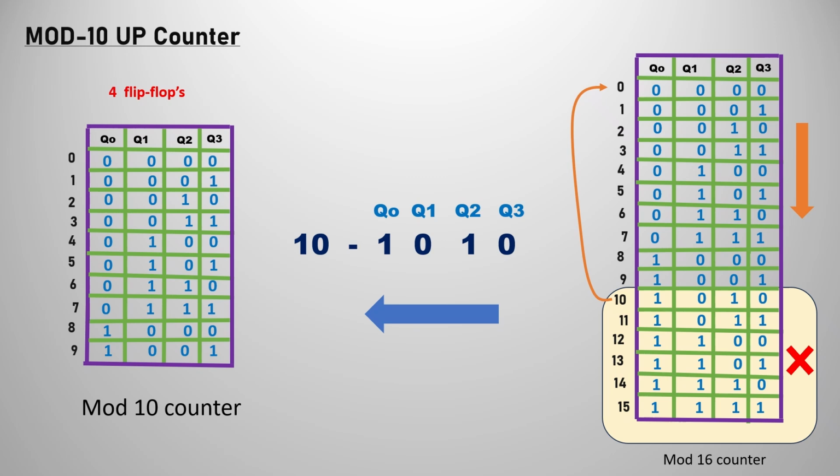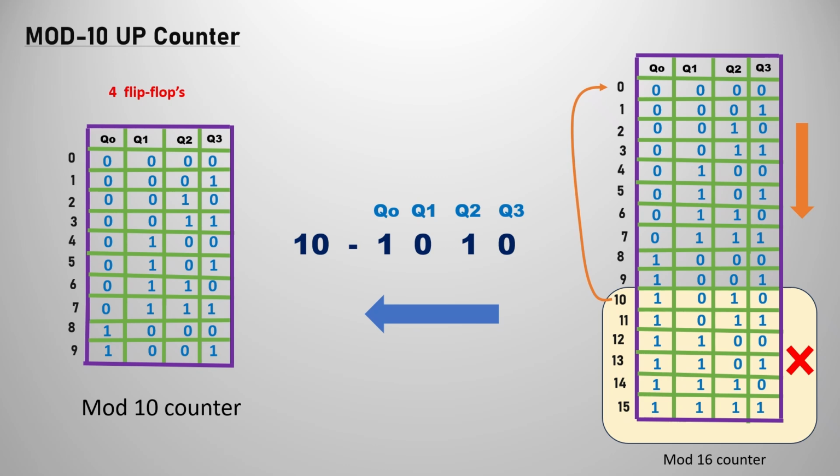Whenever you see the 10th position, that is 10 in decimal and 1010 in binary, you are going to apply some logic on it and pass that logic to the clear, so that you can have all the flip-flops as 0.